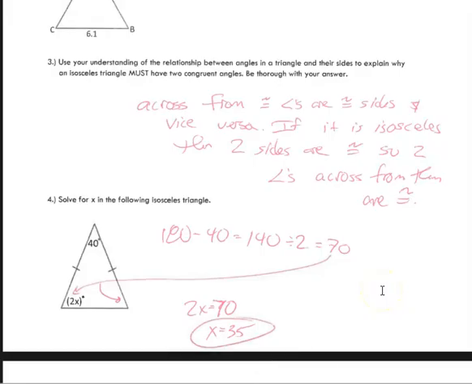Number 3 says, use your understanding of the relationship between angles in a triangle and their sides to explain why an isosceles triangle must have congruent angles. Be thorough with your explanation. Across from congruent angles must be congruent sides, and vice versa. If it is isosceles, then two sides are congruent, therefore two angles are congruent.